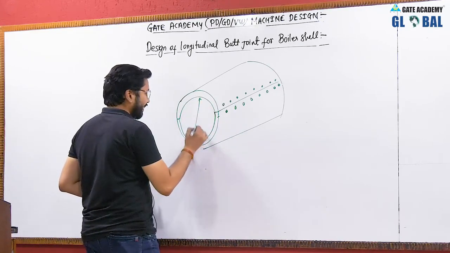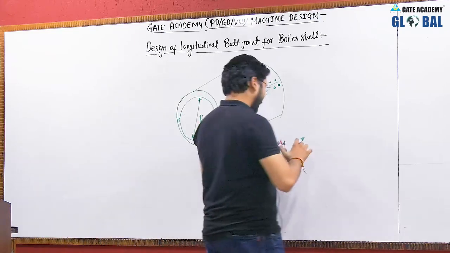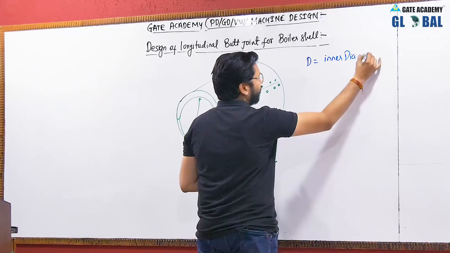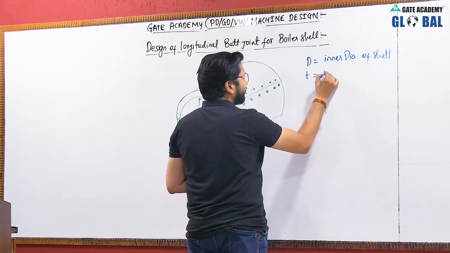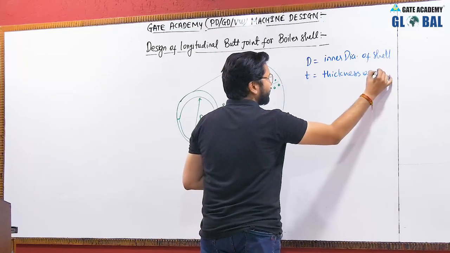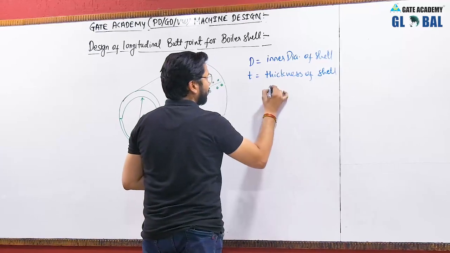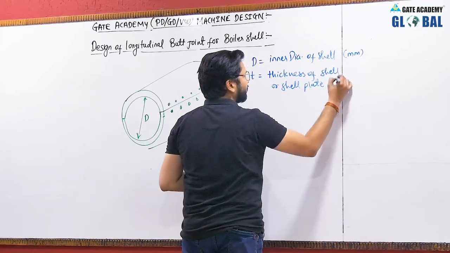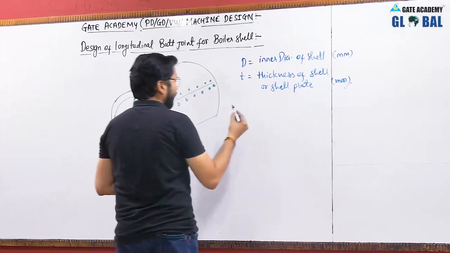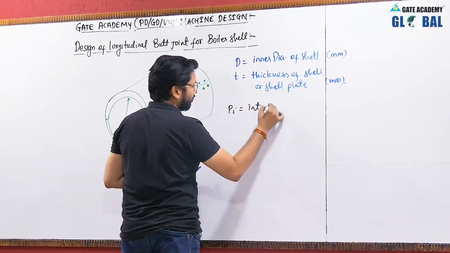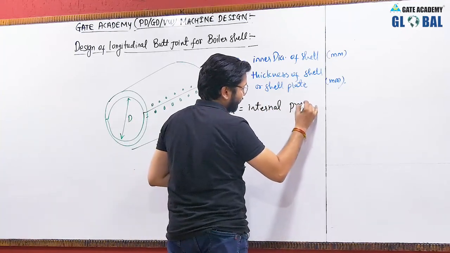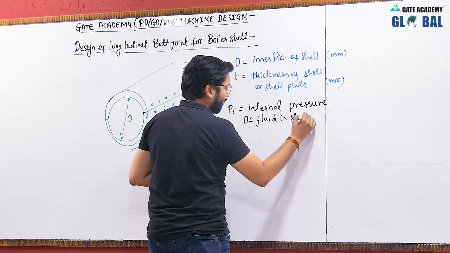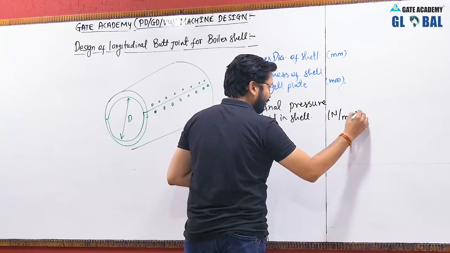Now let us say D is the inner diameter of the shell, T is the thickness of the shell or shell plate, both in mm, and pi is the internal pressure of fluid in the shell, in newton per mm square.